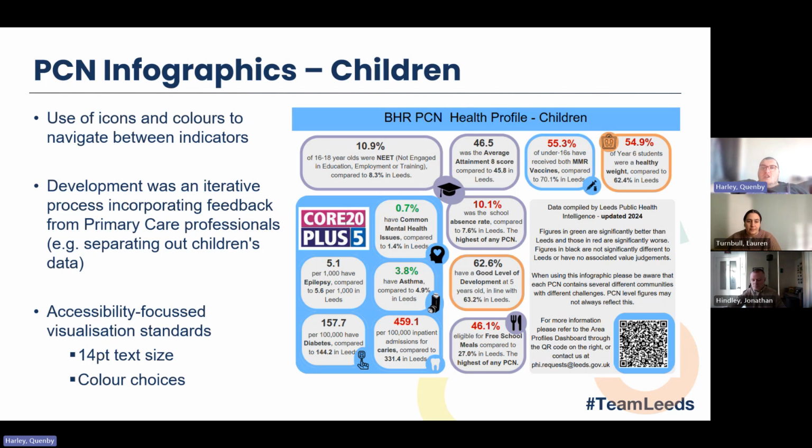So this is the second page. There's the first page of the adults, and the children's section. That was something we changed based on the feedback we got, because the early versions just had all of the indicators grouped together. Then we had some feedback saying it would be really good to separate out the children's data. So we took that on board, and brought all of the children's health data into the second page.